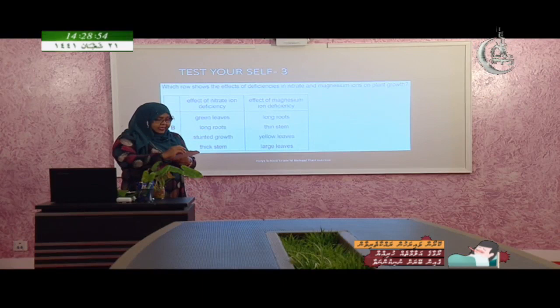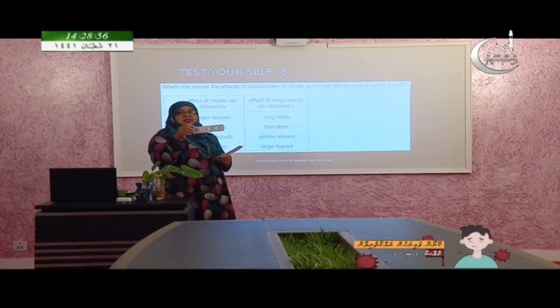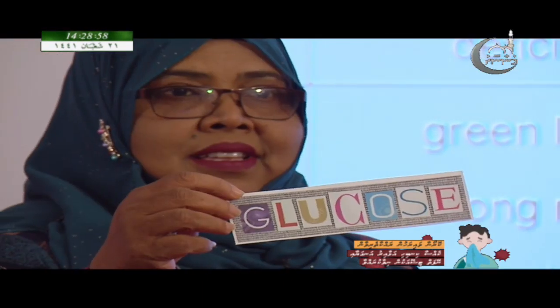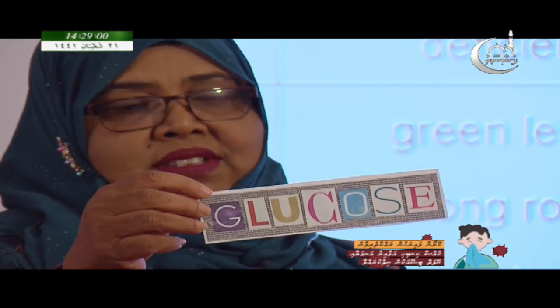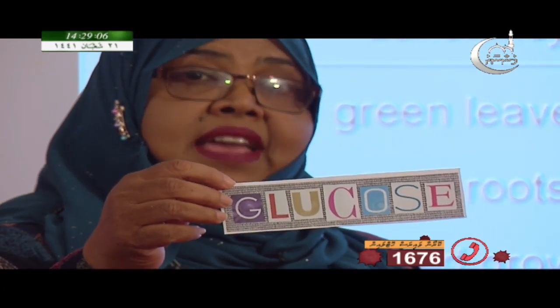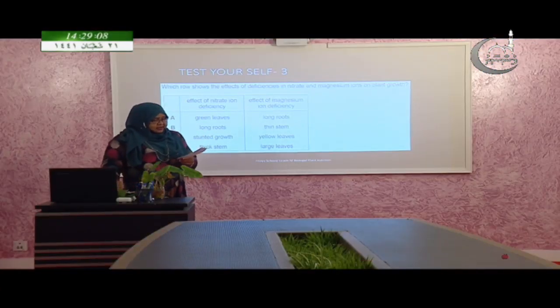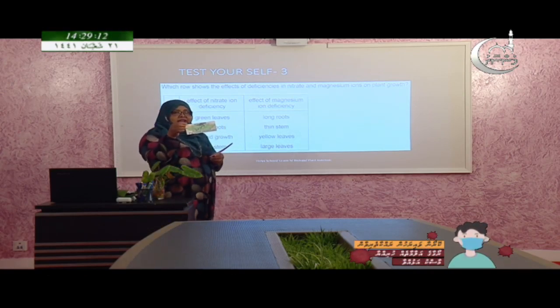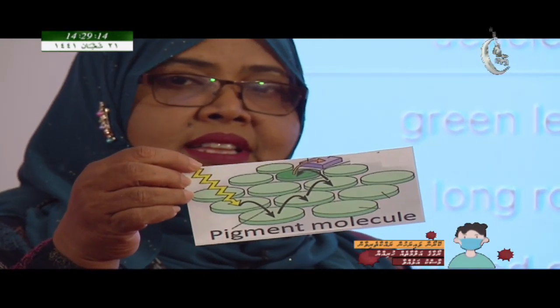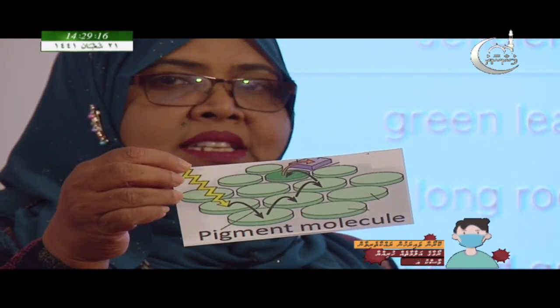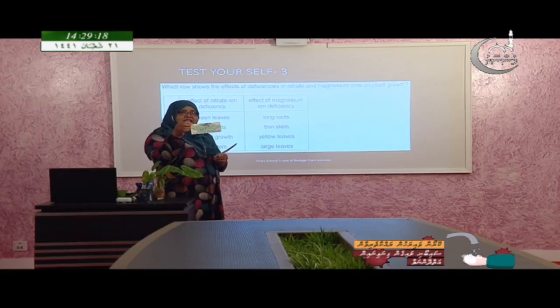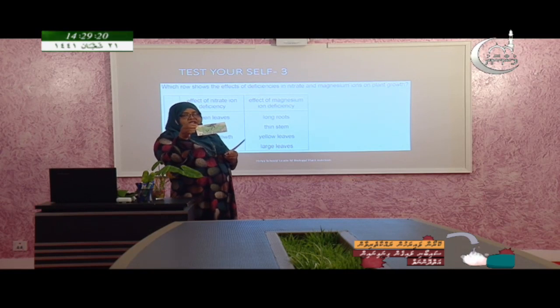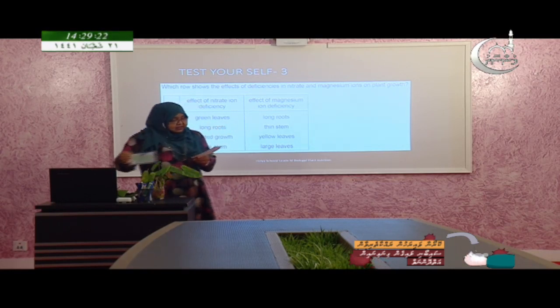Glucose. This is a carbohydrate produced. Yes. So, this is very essential for the plant as well as for us, because this is a source of energy. Pigment molecule, remember what the pigment molecule is? Name it. Chloroplast? No, not chloroplast. Chlorophyll, very good. Chlorophyll is the pigment molecule.